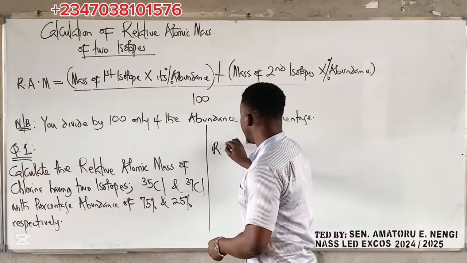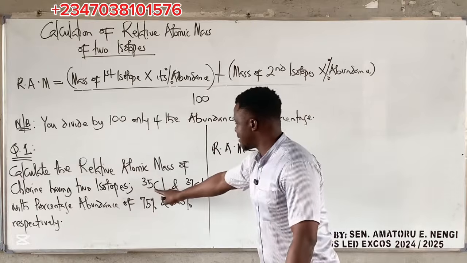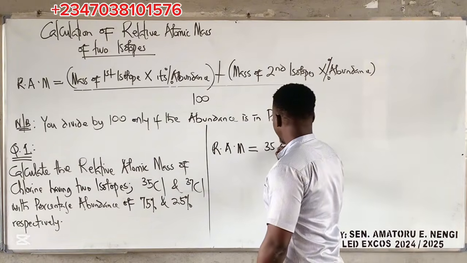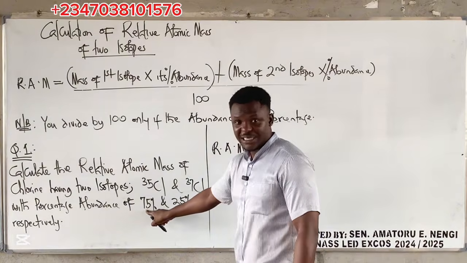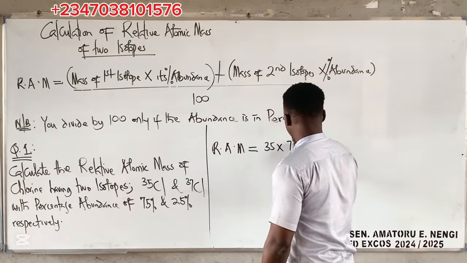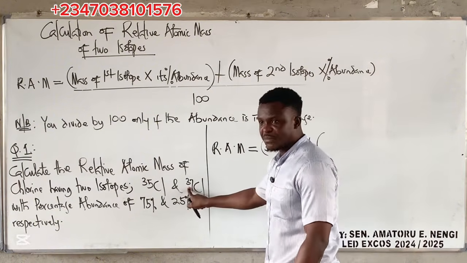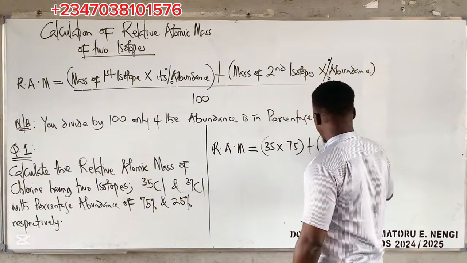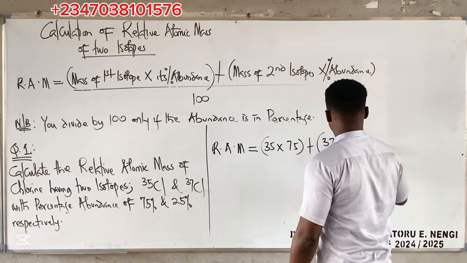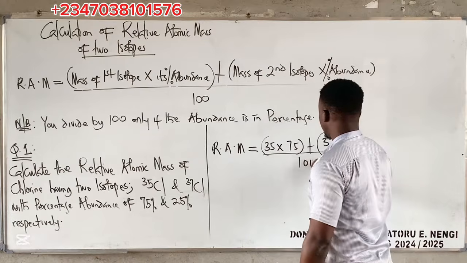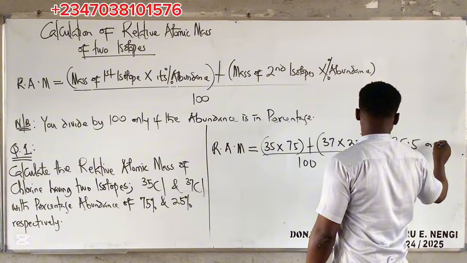So let's insert this into the formula. RAM is equal to, the mass of the first isotope is 35, so we put 35 times the abundance of the first isotope, which is 75, plus the mass of the second isotope, 37, times the percentage of the second, which is 25, divided by 100. If you press your calculator, this will give you this.